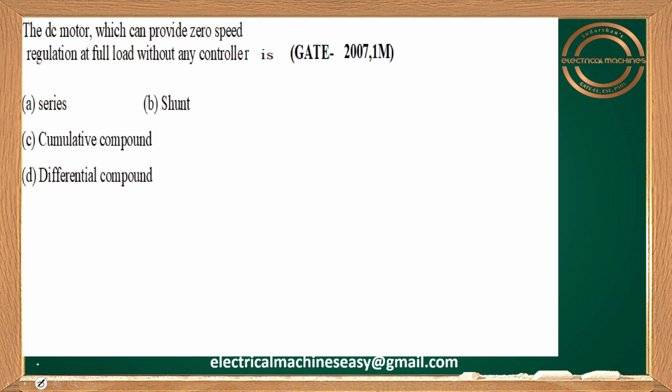Try to see this question. The DC motor which can provide zero speed regulation at full load, at full load meaning at rated armature current, without any controller, is which motor? It's a differential compound motor. Option D is that. Very simple question.